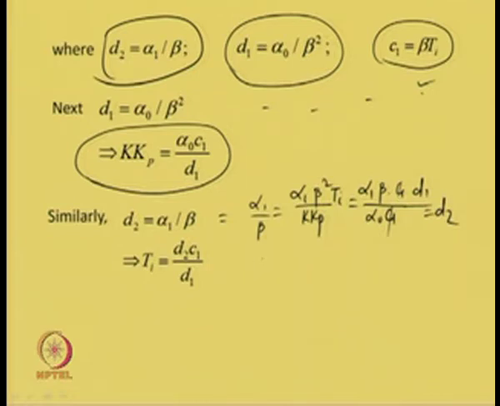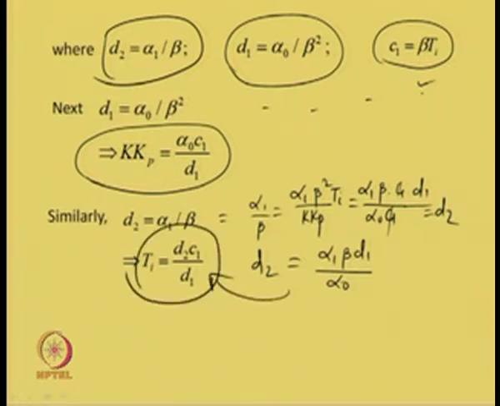So, d2 is equal to α1 β d1 / α0. With further manipulation, with little manipulation, it will not be difficult to obtain Ti in the form of d2 C1 / d1.